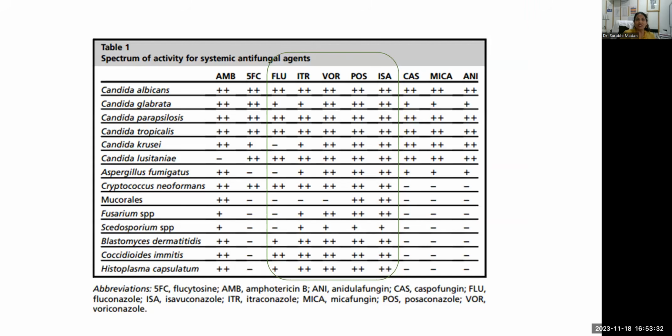Now, if we talk about the spectrum of activity of all these agents against various Candida species, as you can see here, posaconazole and voriconazole have got the broadest spectrum. Fluconazole is not active against Krusei, and for Glabrata also, it has a dose-dependent sensitivity. On the other hand, amphotericin B, again a broad-spectrum agent, spares one or more species like Lusitaniae.